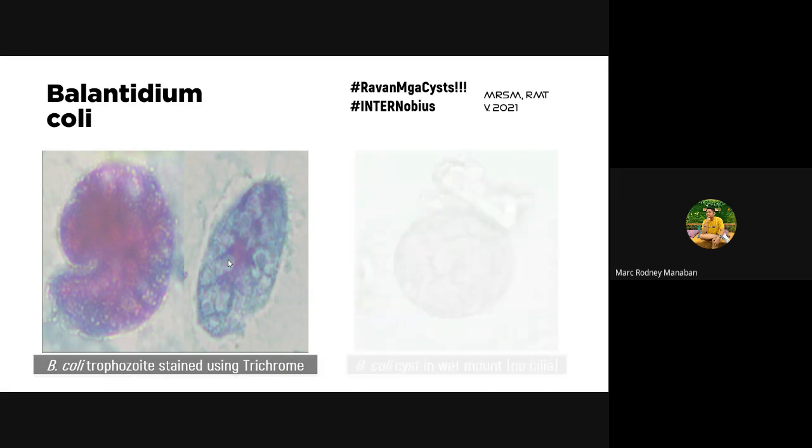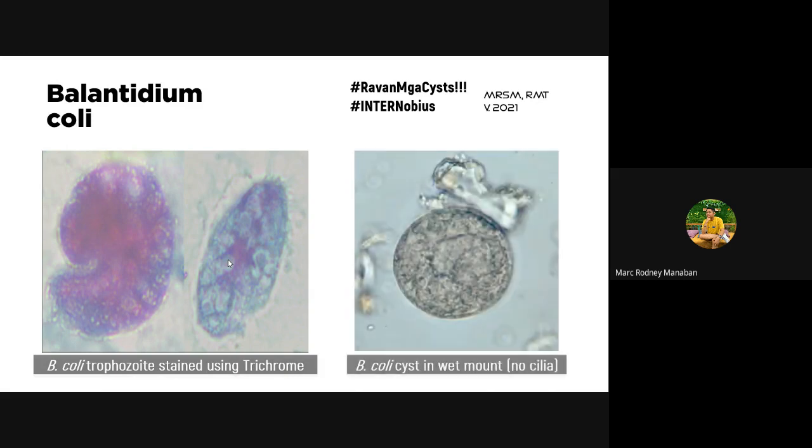Now, this is an example of a cyst of Balantidium coli without cilia. So it could again mimic or look like a nematode egg or a helminth egg, or trematode eggs.